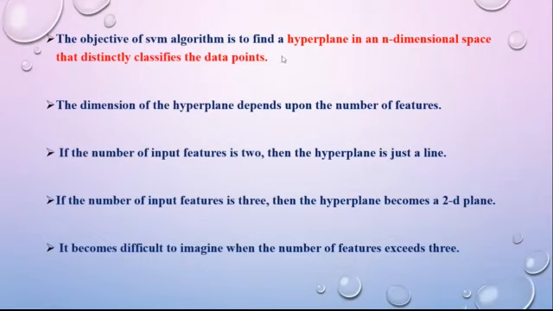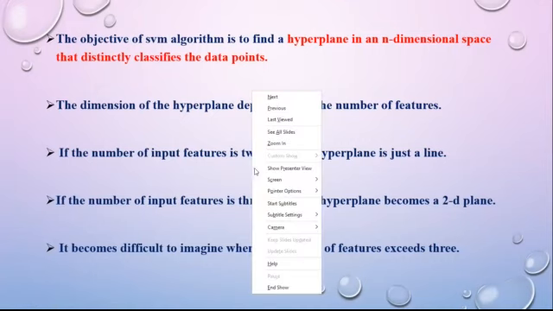The main objective of the support vector algorithm is to find a hyperplane in an n-dimensional space that distinctly classifies the data points. Let's remember, the dimensions of the hyperplane depend upon the number of features, what the features are and what kind of data sets. If the number of input features is 2, then the hyperplane is just a line.